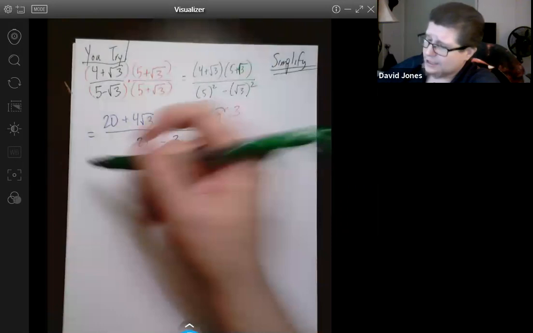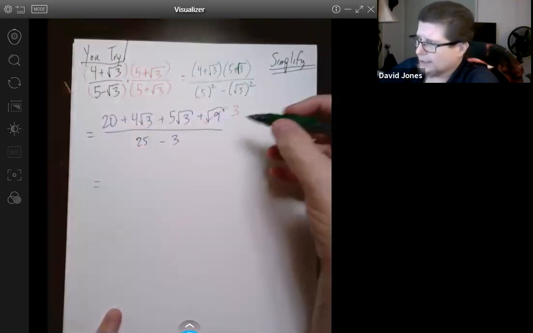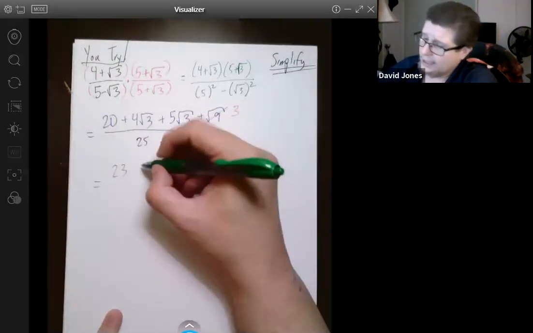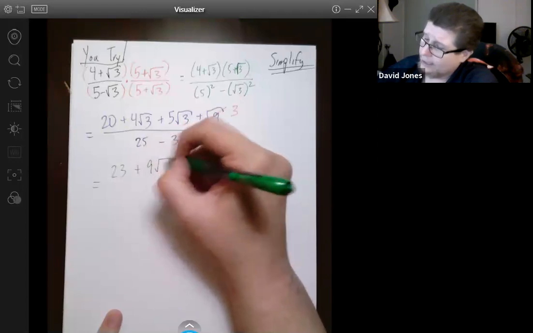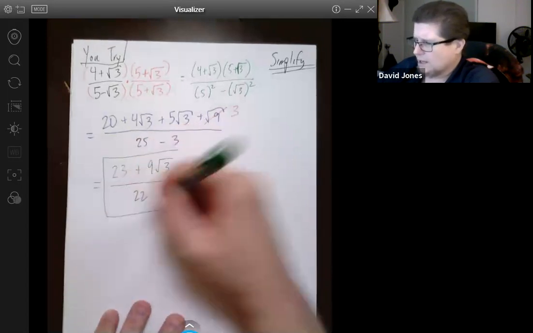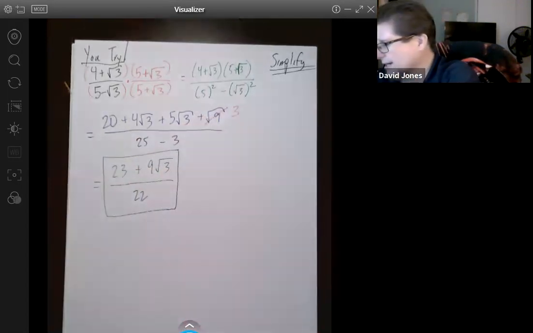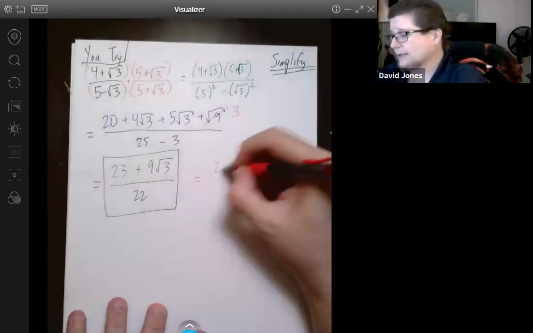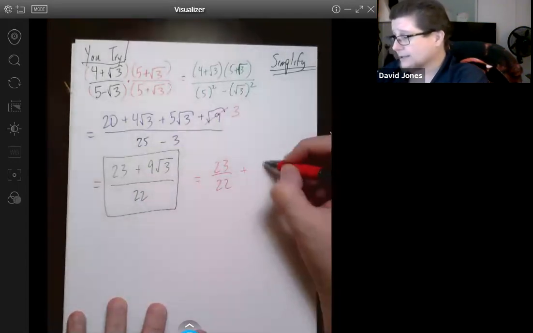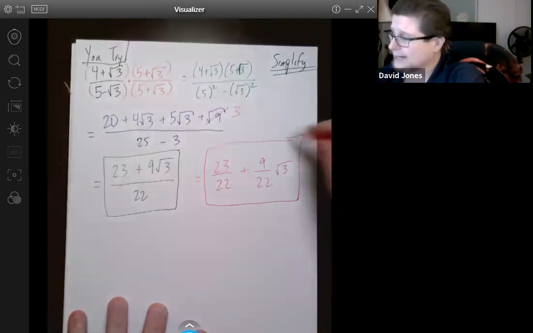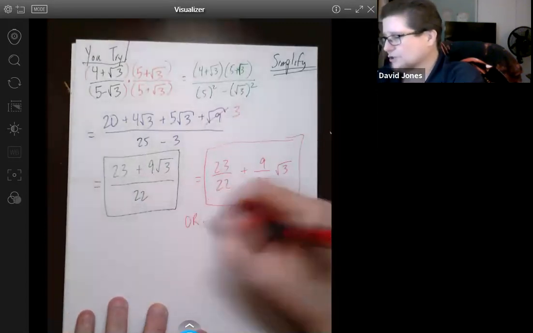So if I add like terms, 20 plus 3 is 23. 4 root 3 plus 5 root 3 is 9 root 3. And 25 minus 3 is 22. 23 is a prime number and it's not divisible by 22, so that's simplified. Now, whether they want you to write this as 23 over 22 plus 9 over 22 root 3, who knows? I'm not sure how MATLAB is going to ask it. That's an alternative answer or form.